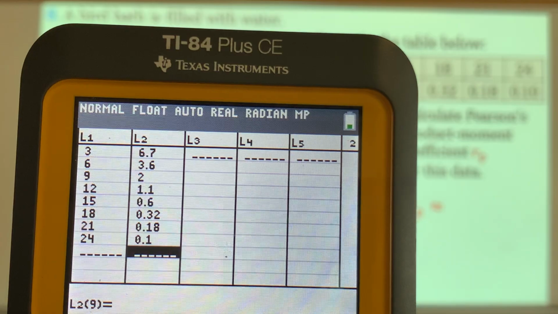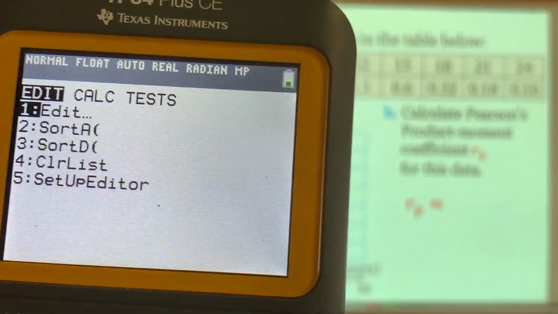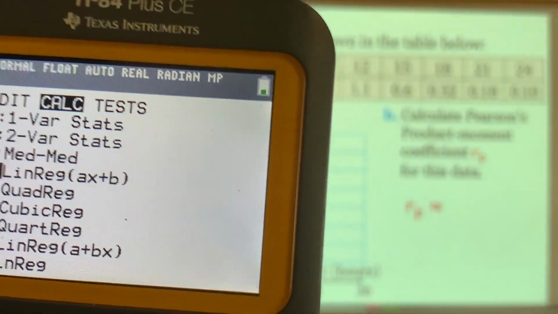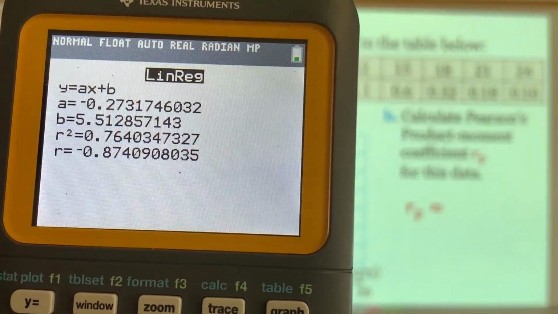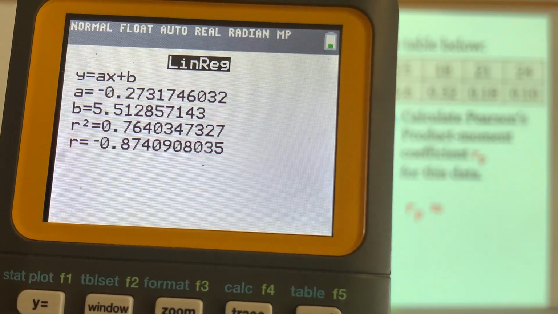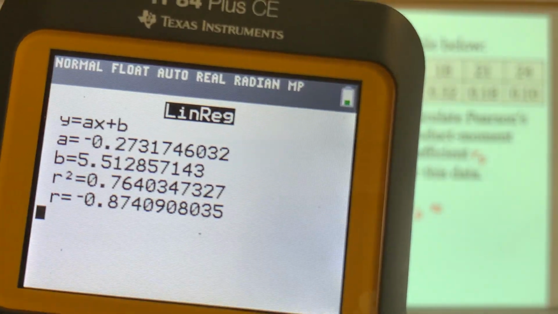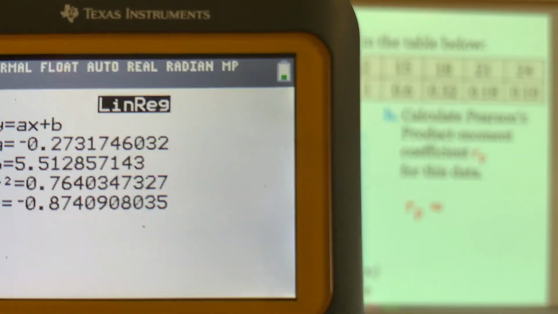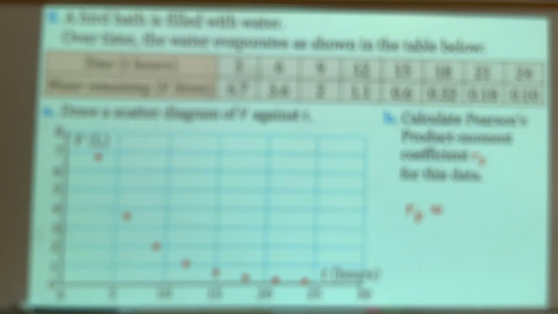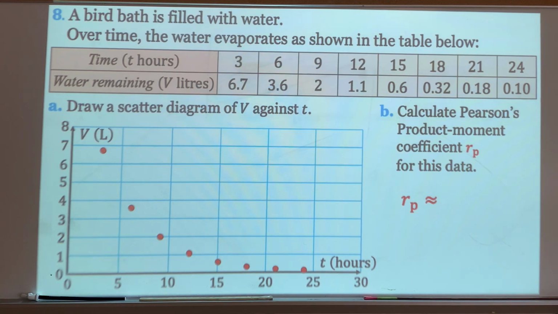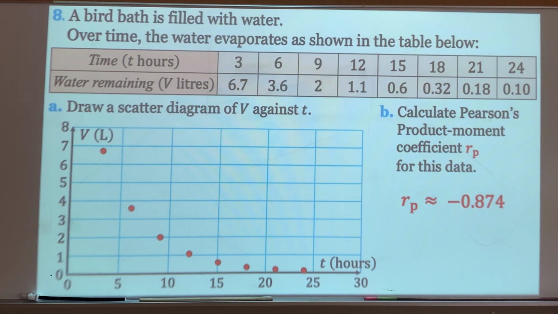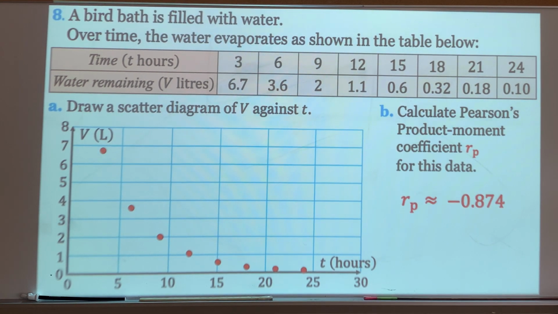All right, now we're going to calculate the r. You're going to hit the stat button, you're going to hit the calculate button, and you're going to go number 4, LinReg. Calculate. Now the regression looks like negative 0.874. All right, so that's a pretty decent one. However, it doesn't look like we're going to want to use that one too much. So if I go to r, negative 0.874. All right, so we got that so far.